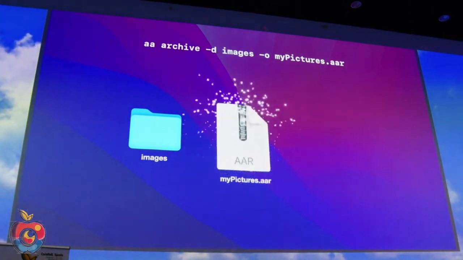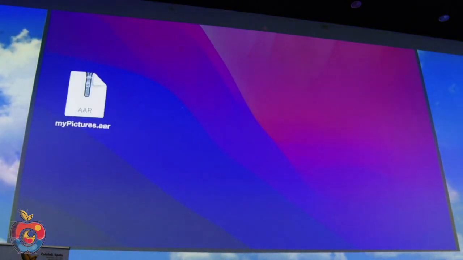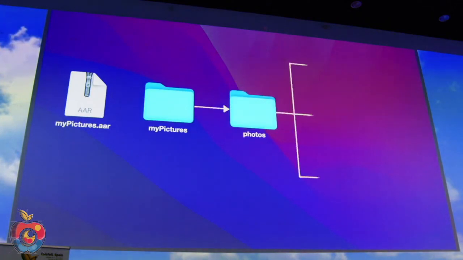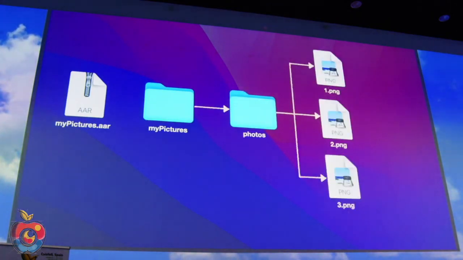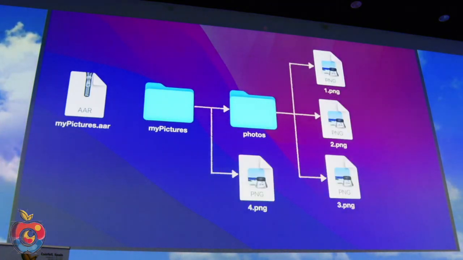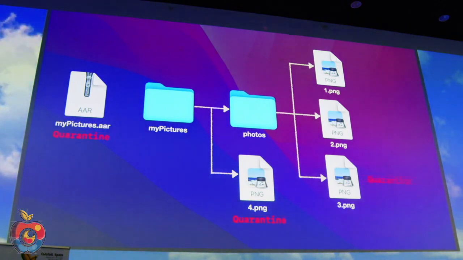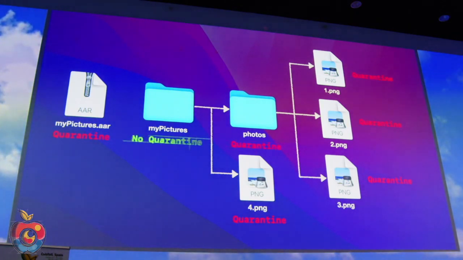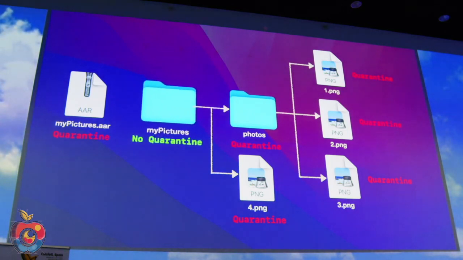Let's see what happens when we download this. So upon downloading and extracting the archive with Archive Utility, we have the following directory structure. Here we notice something very interesting with how the quarantine attribute gets applied. There's two important things to note. First, we see a new folder named mypictures. Second, this newly created folder, mypictures, does not have a quarantine attribute applied to it.